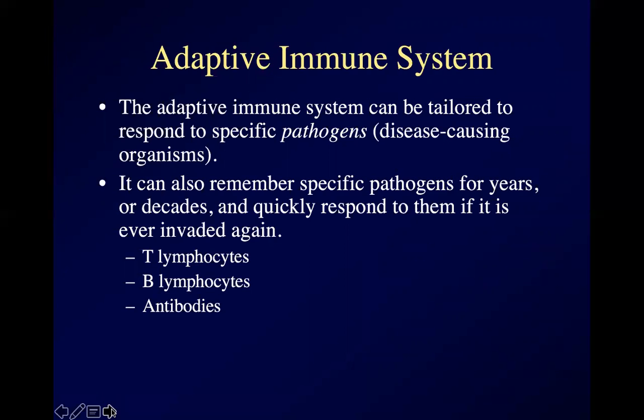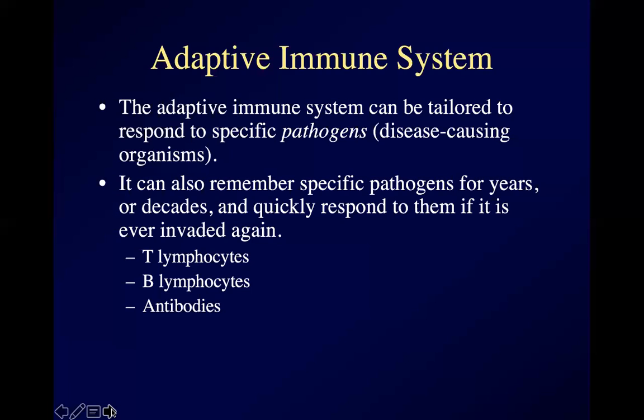Above and beyond that, we've got the adaptive immune system, and that is more like the cruise missiles of the body, because you can tailor the adaptive immune system to respond to very specific threats. Just like you can program a cruise missile to only strike a very precise location, one particular building, for example. The adaptive immune system can be tailored to respond to only specific pathogens.